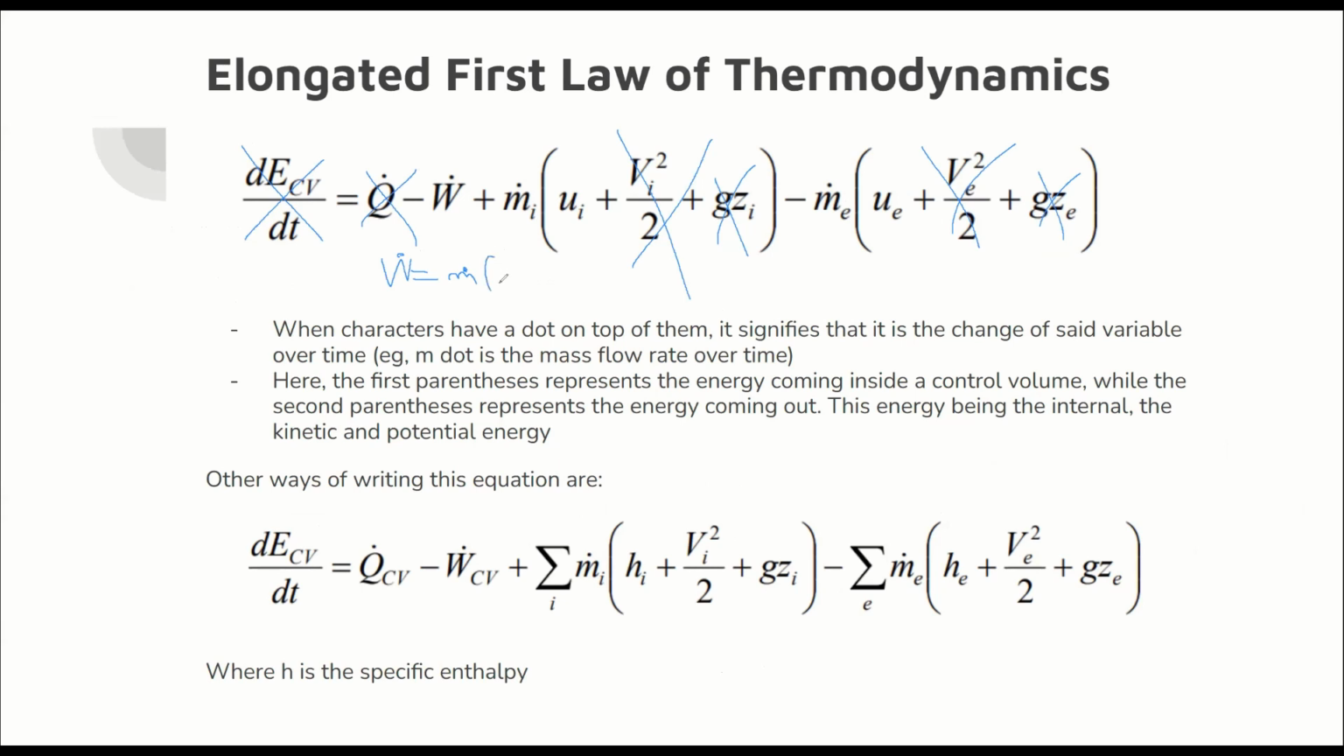And so you'd just be left with UI, the specific internal energy at the inlet, minus the specific internal energy at the exit. So work is equal to the mass flow rate times the specific internal energy at the inlet minus the specific internal energy at the exit. Here you can all agree with me that this is the change in specific internal energy within your control volume, between the inlet and the exit of your control volume.